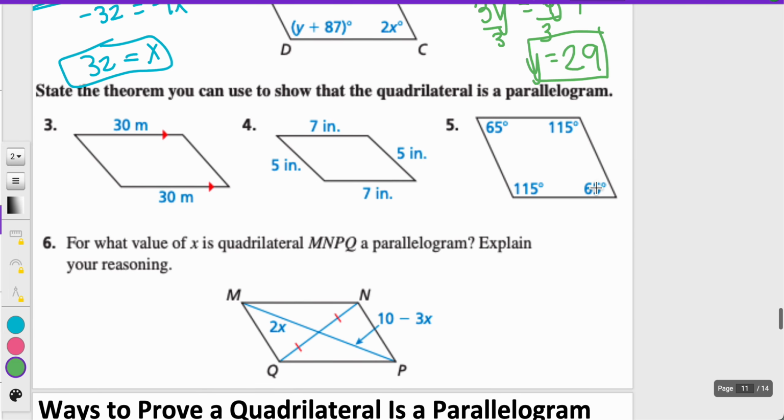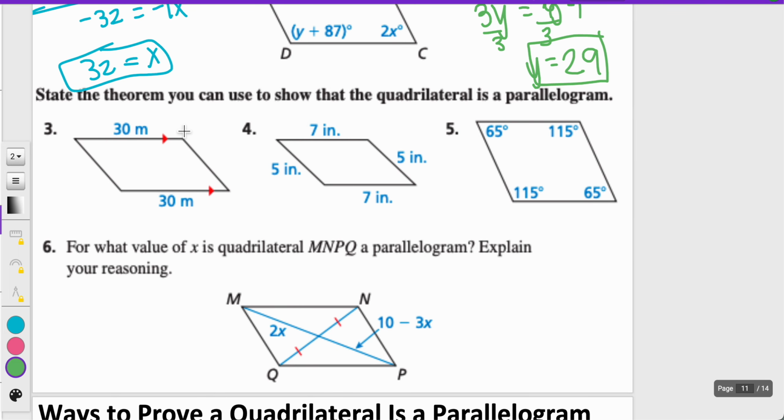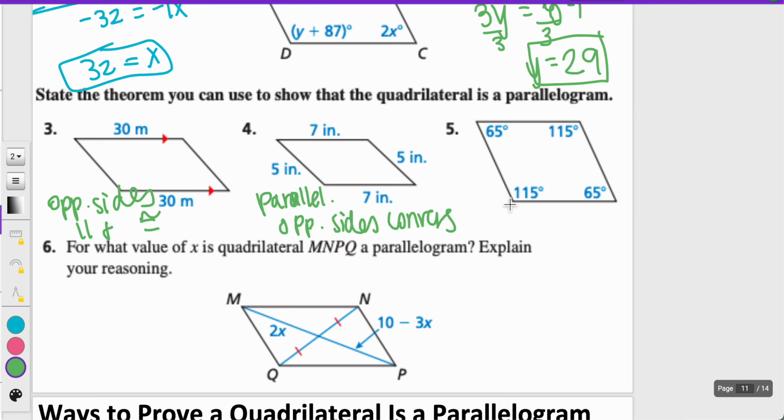State the theorem you can use to show that the quadrilateral is a parallelogram. So for number 3, we can use the opposite sides parallel and congruency theorem. For number 4, we can say the parallelogram opposite sides converse. And then for number 5, we can do parallelogram opposite angles converse.